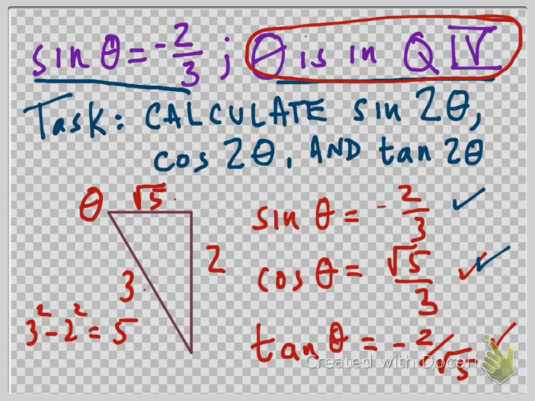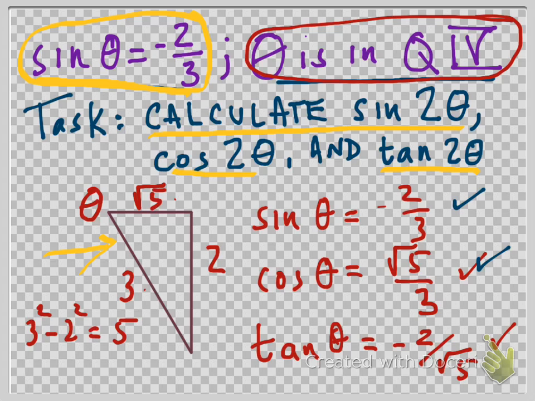So my example that we're going to take a look at here is this. Let's say we've got information given about an angle. Sine of theta is equal to negative 2/3, and that theta is in quadrant 4. All right, your job here is to calculate sine of 2 theta, cosine of 2 theta, and the tangent of 2 theta. So your first job would be to build a little right triangle, and on that right triangle take the information that's given and place it on the appropriate sides of the right triangle.